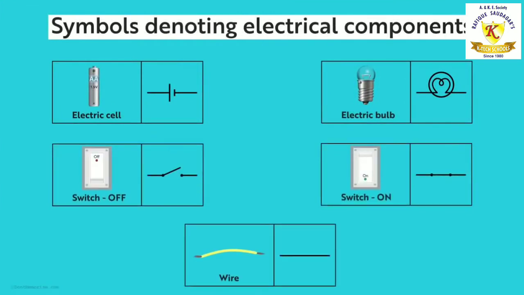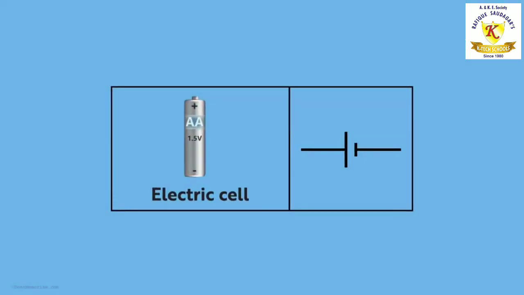These are the symbols denoting electrical components used in a circuit. This is the symbol representing a battery, which is a 1.5 volt cell. The bigger line represents the positive terminal and the smaller one represents the negative terminal.